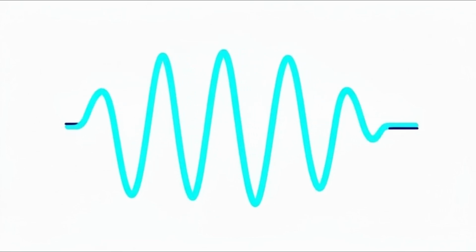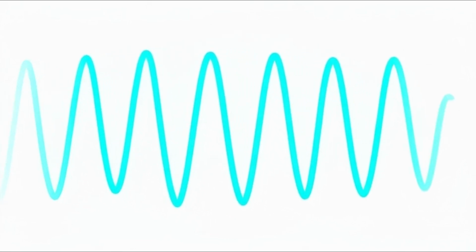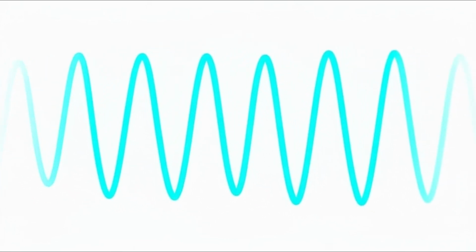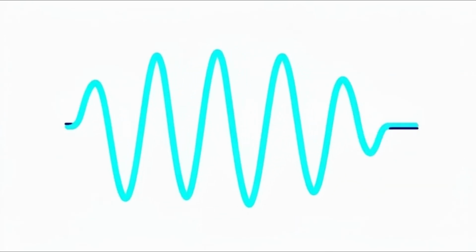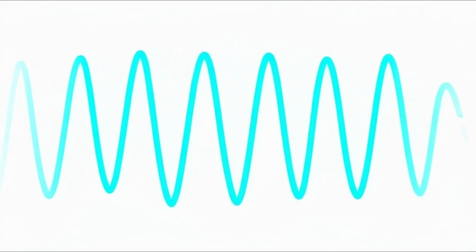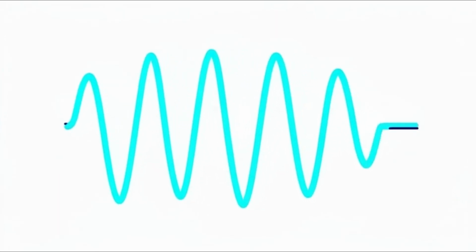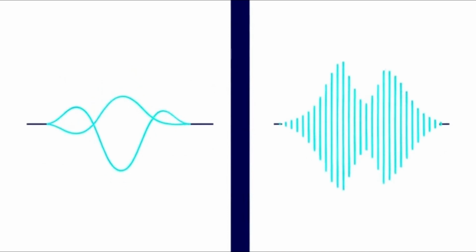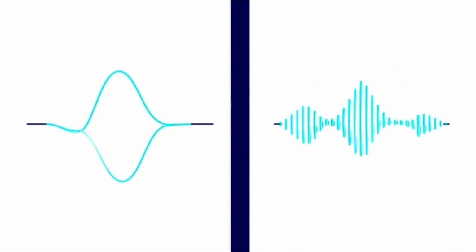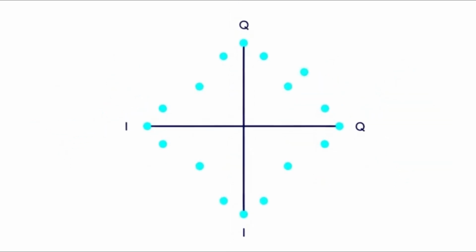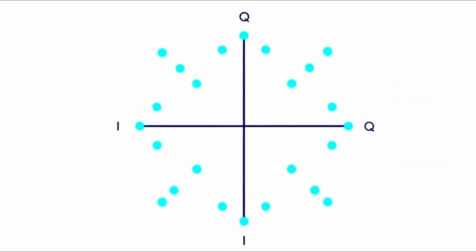A pure sine wave carries no information. It's just a hum in the void. To send data, a voice, a text, or a 4K video, we have to change the wave. This is modulation. We can change the amplitude. That's AM. We can change the frequency. That's FM. Or in modern digital systems, we change the phase.